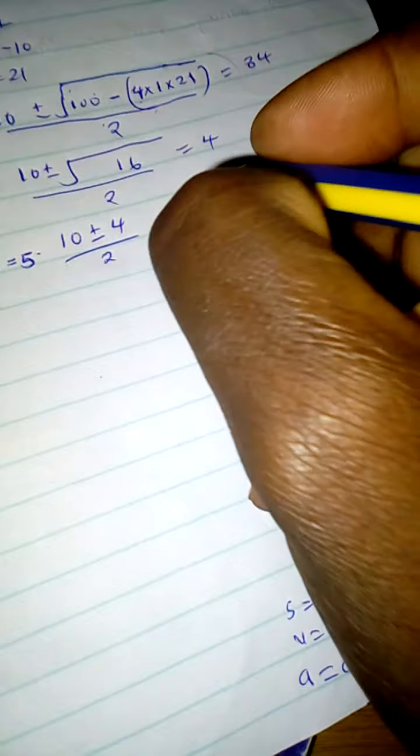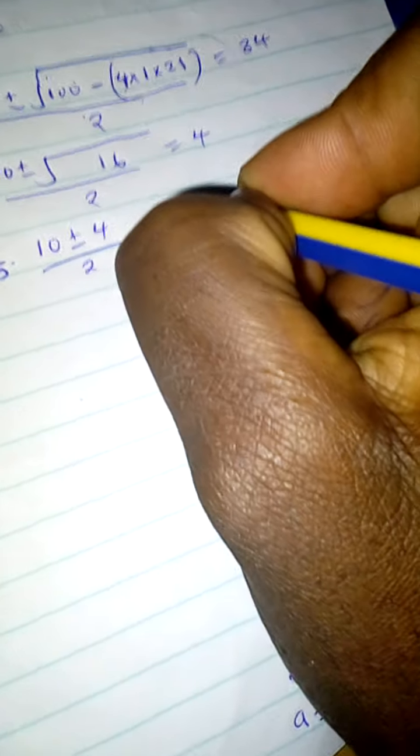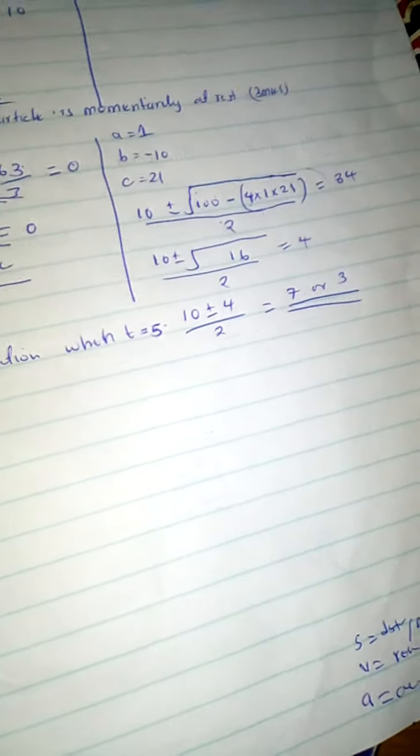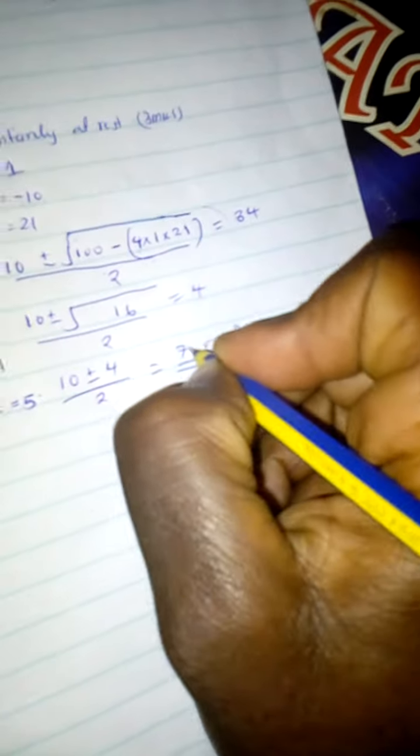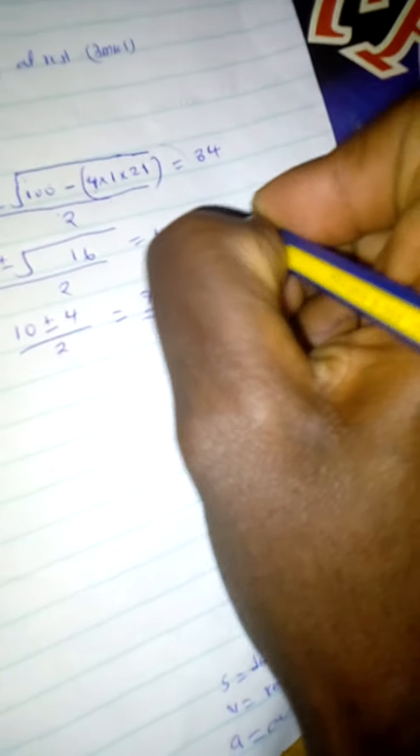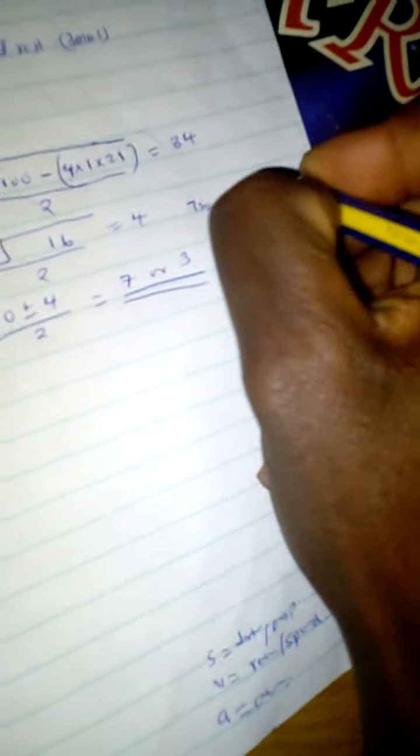Then 10 minus 4 is 6, over 2 is 3. Now I find that the particle is momentarily at rest when t is 7 seconds and when t is 3 seconds. You see how I've done it.